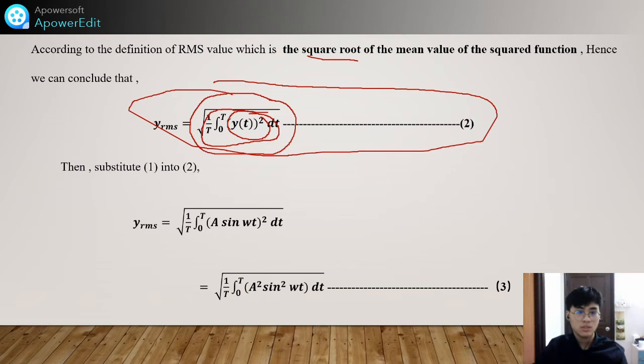After that, we substitute equation 1 into equation 2. Equation 1 is y equals A sine wt. So now we get this new equation. After that, we put the 2 inside the bracket, so now we get equation 3.